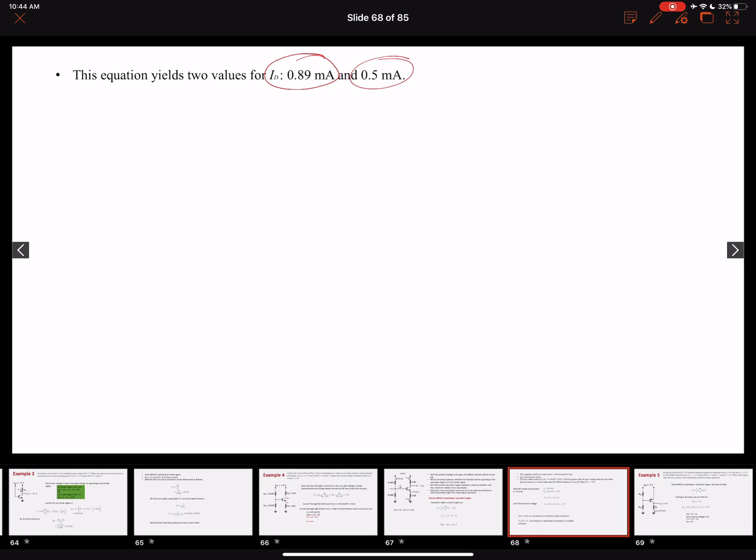Now we need to see which of these roots of that quadratic equation will make sense, or if any of these roots are true or not. Okay, so we will start with the first one, 0.89 milliamperes.